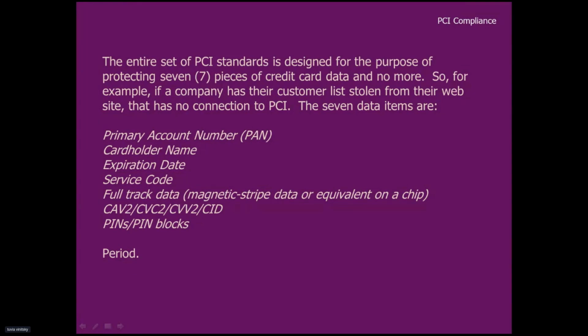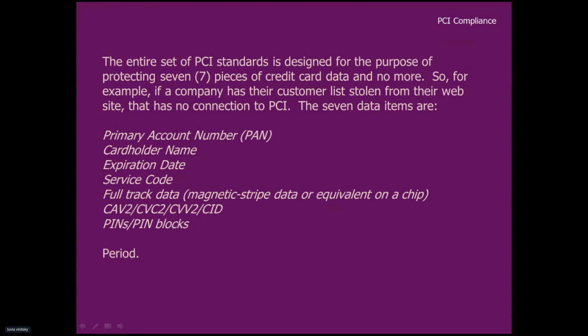So, for example, if a company has a customer list stolen from their website, that has no connection to PCI. The 7 data items are primary account number, cardholder name, expiration date, service code, full track data, the CVV code, and any PINs. By the way, those last 3 you are not allowed to store ever.